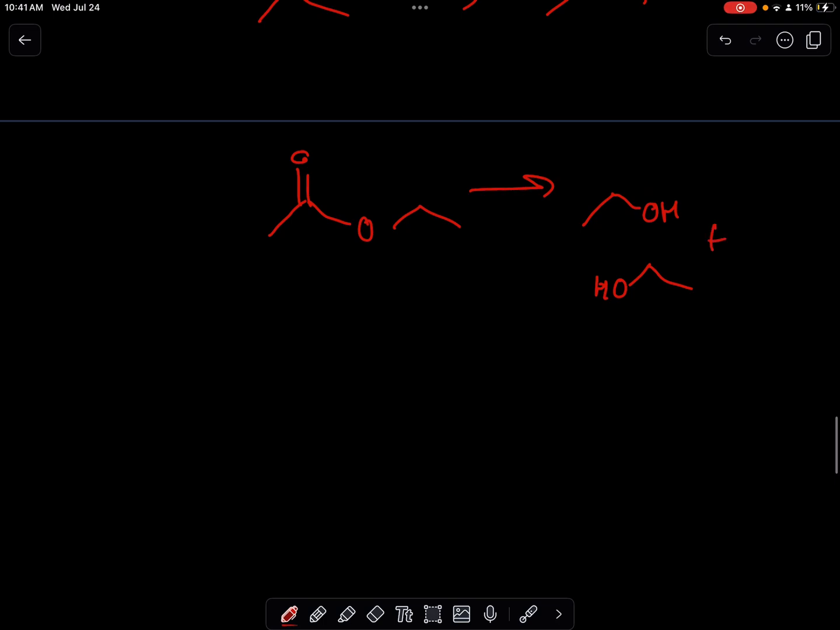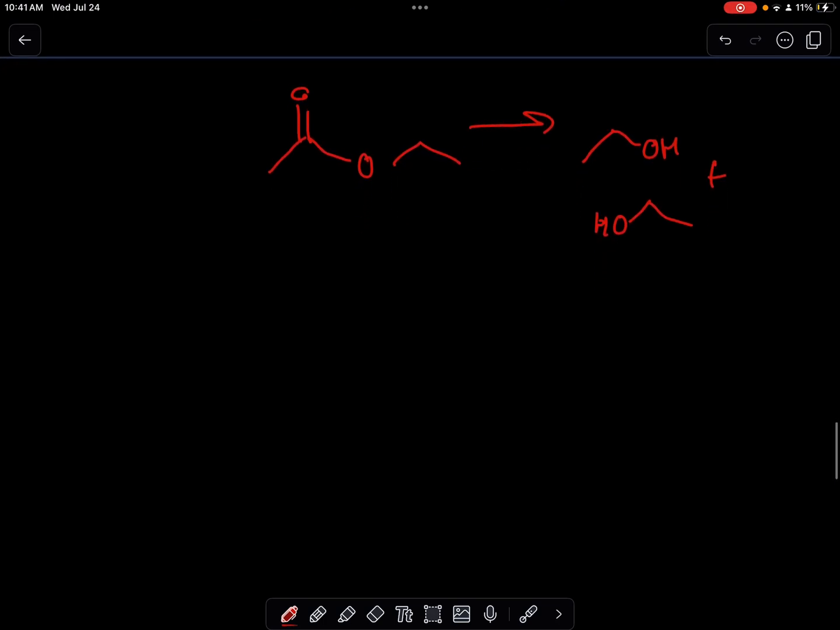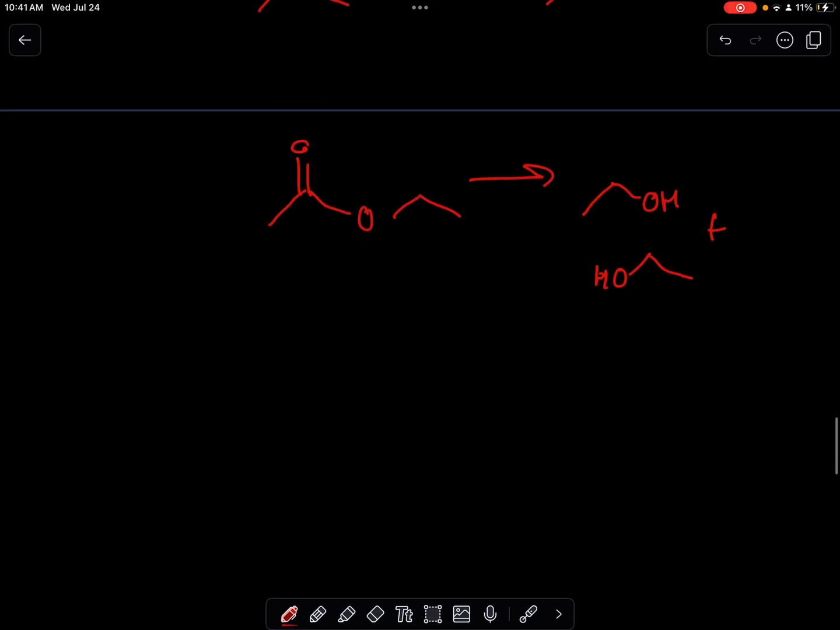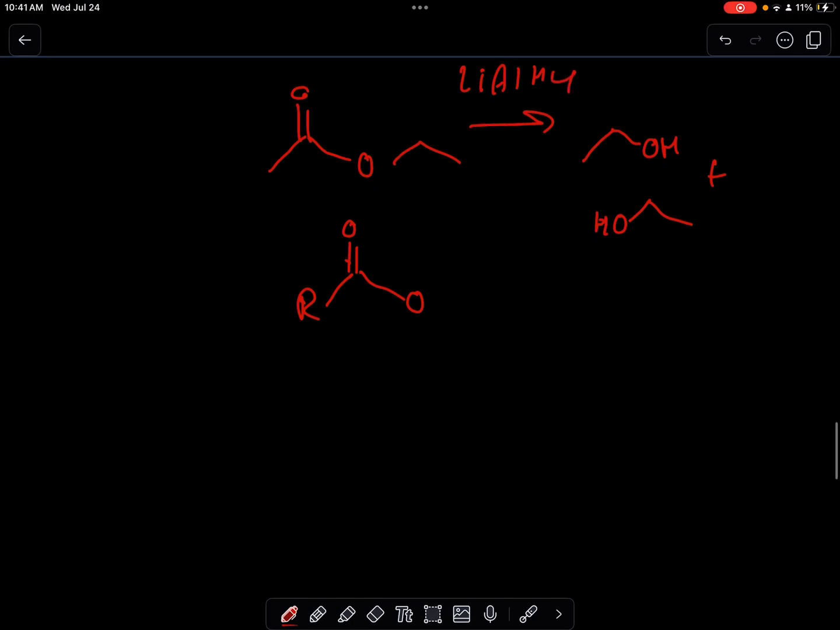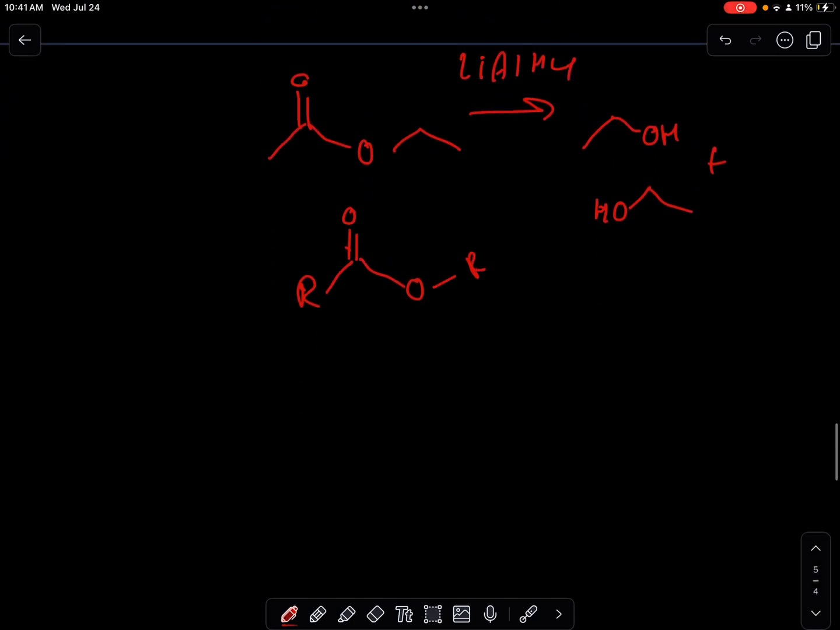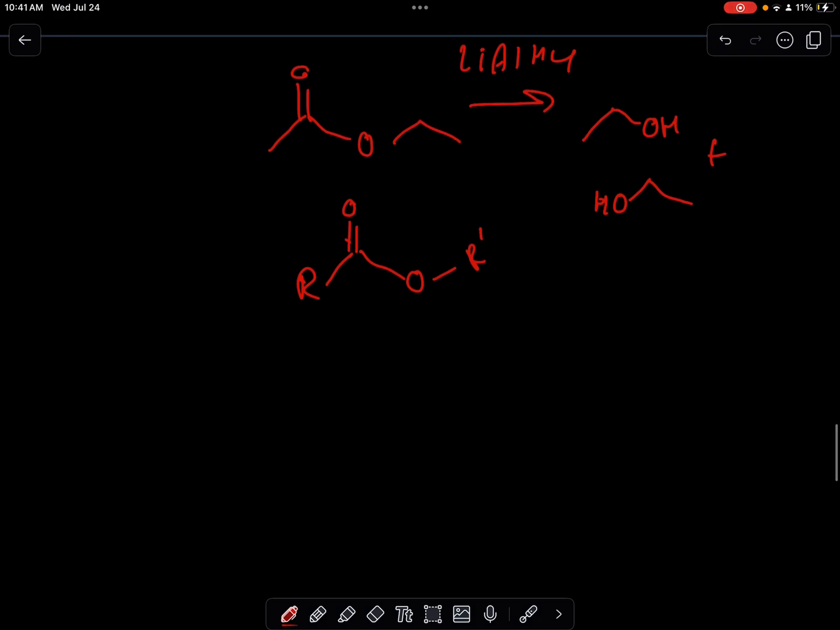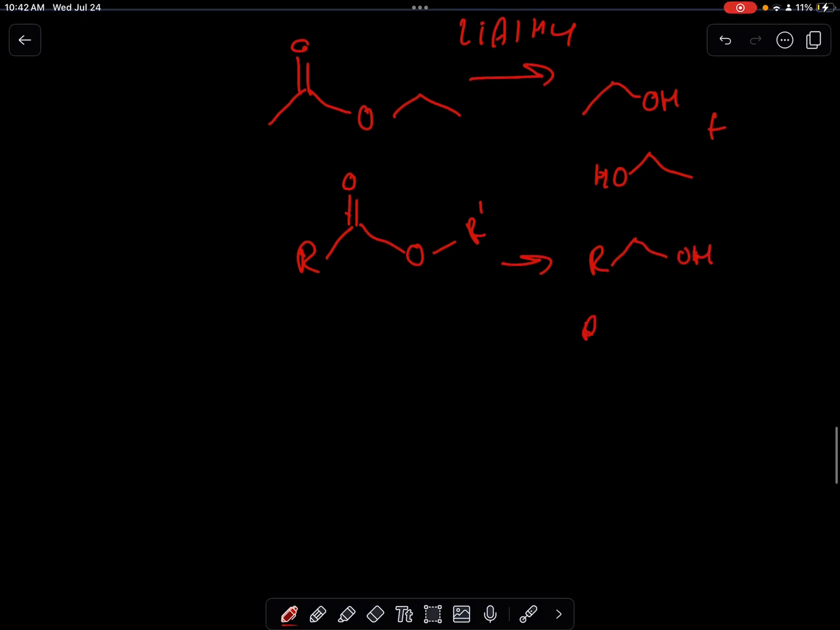You get these two products. Now, if we wanted to just draw and think of a fast way to draw the product, when you treat an ester with lithium aluminum hydride, I'm doing O, R, and R prime, you're going to get the following products, which are R, OH, R prime, OH.